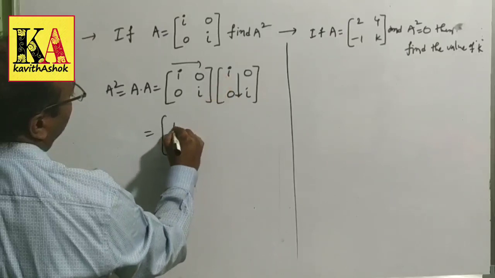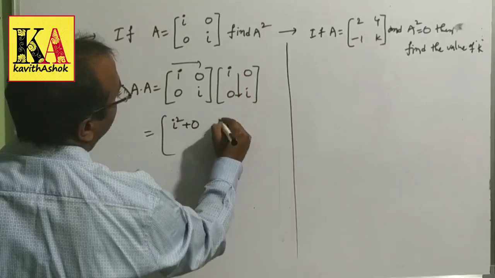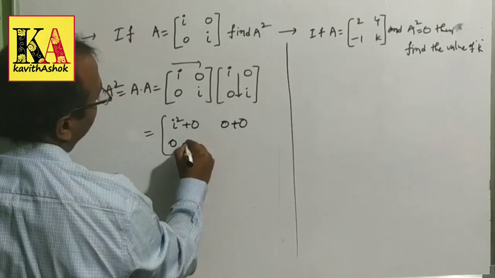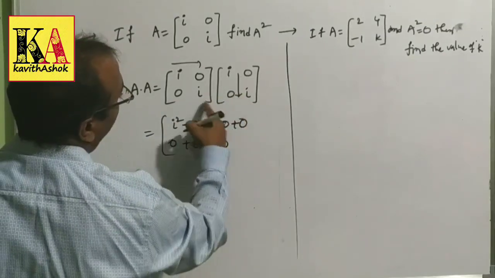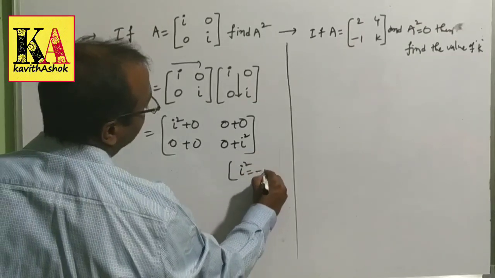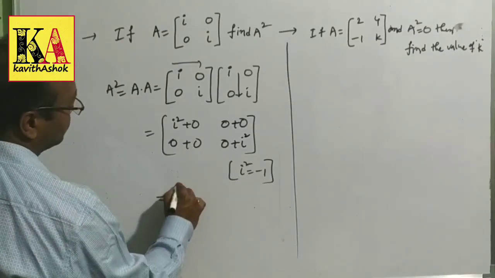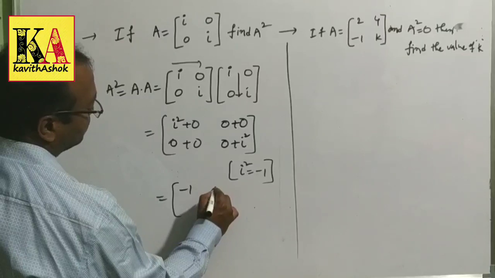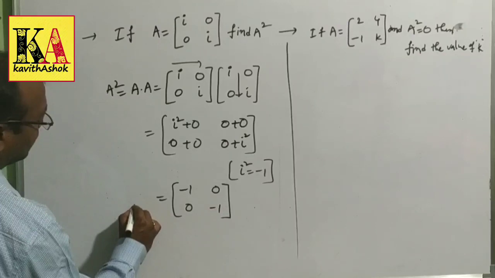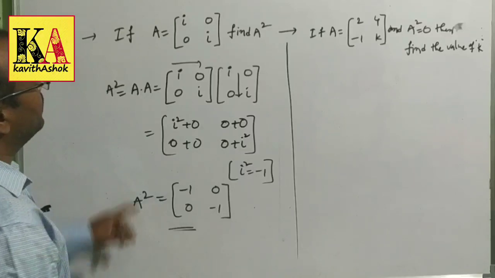i into i, i square plus 0 into 0, 0. i into 0, 0 plus 0 into i, 0. 0 into i, 0. i into 0, 0. 0 into 0, 0. i into i, i square. We already know i square is equal to minus 1 by the complex number property. So wherever i square is there, we will replace it with minus 1. So that's why minus 1, 0, 0, minus 1. So finally, A square is equal to minus 1, 0, 0, minus 1. Like this we can calculate the A square value.